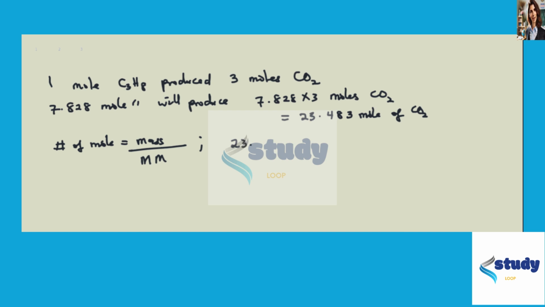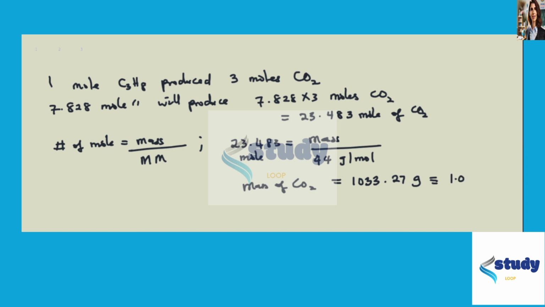We know that number of moles is mass divided by molar mass, and the number of moles is 23.483. Then mass will be equal to the number of moles times 44 grams per mole, which is the molar mass of CO2. Therefore, the mass will be the product of 23.483 moles and 44 grams per mole. That will be 1033.27 grams, which is 1.03 kilogram of CO2. So 1.03 kilogram of CO2 will be produced from this reaction.